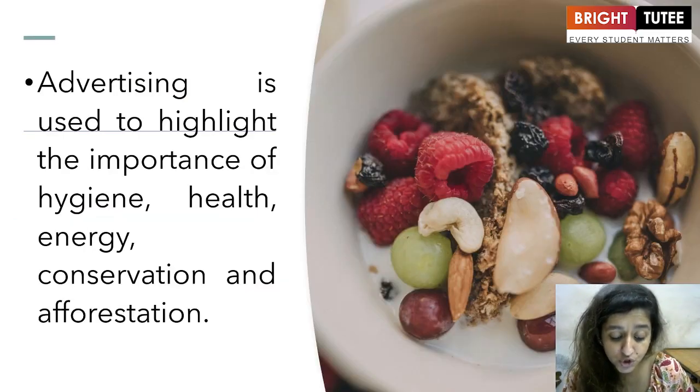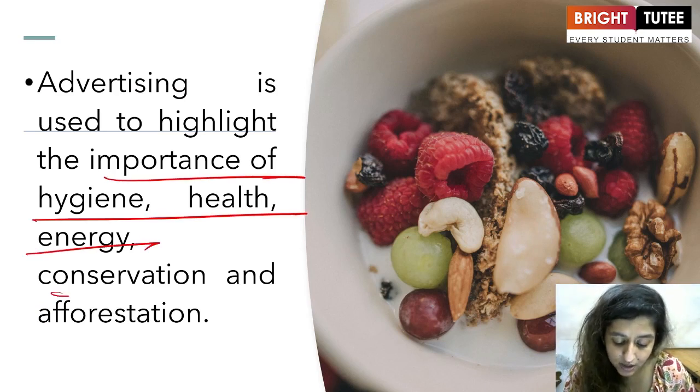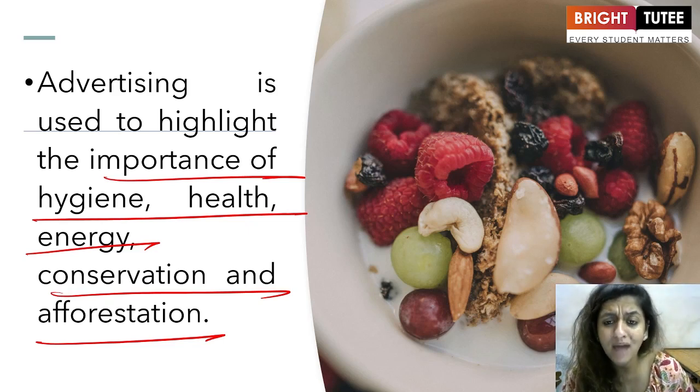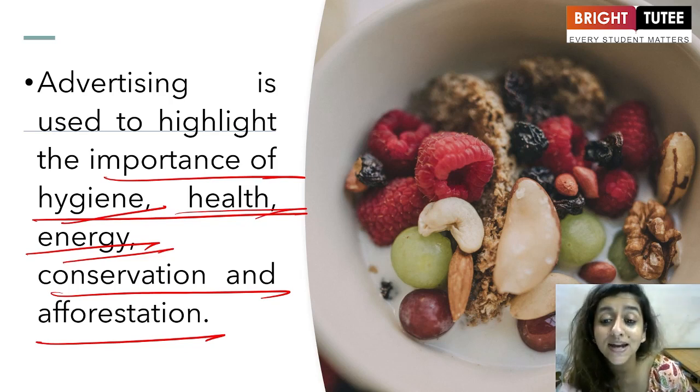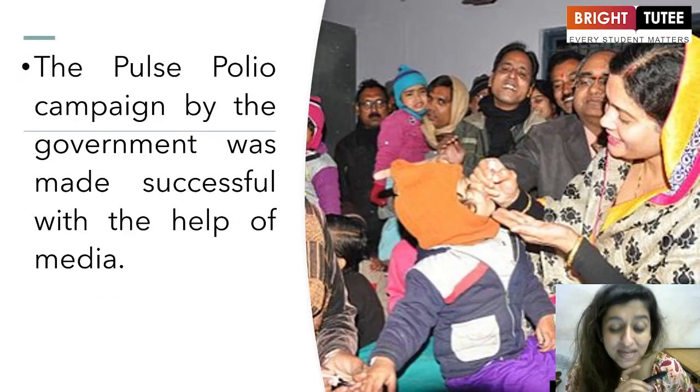Advertising is used to highlight the importance of hygiene, health, energy conservation and afforestation. Something like, you have a motto, you have an aim behind it other than selling your product, a social aim behind it. The importance of hygiene, health, energy conservation, afforestation and so on. Moving ahead, let us understand it in a much better way. Such advertisements are known as social advertisements.